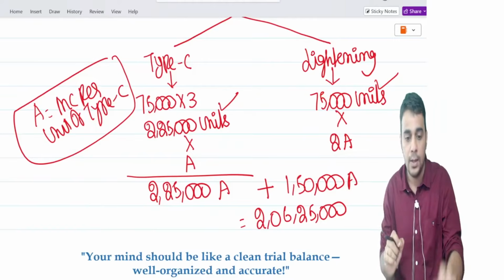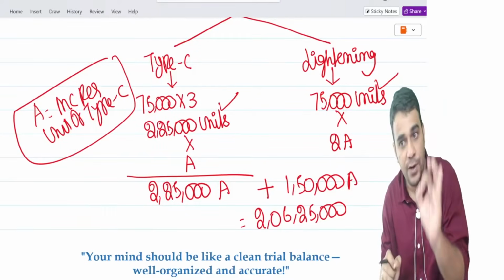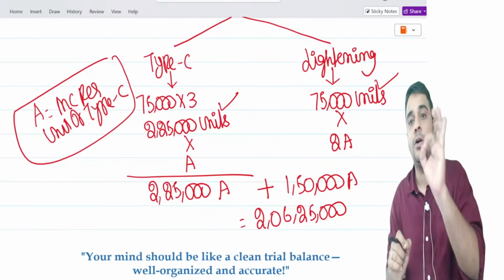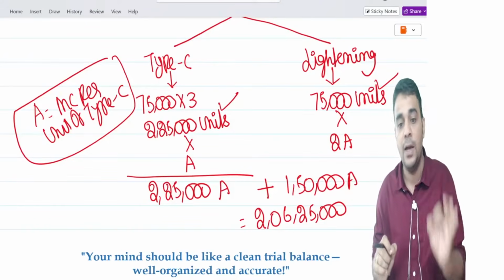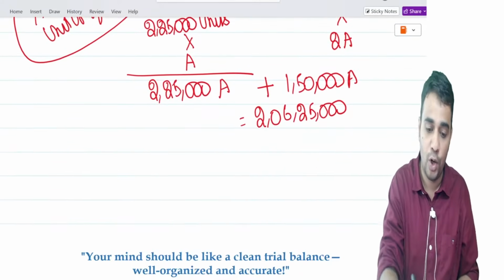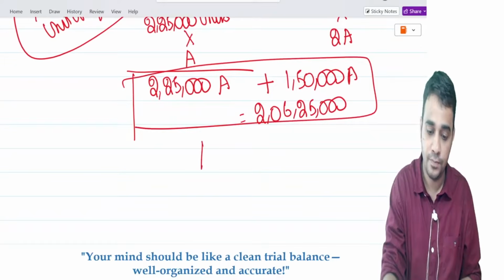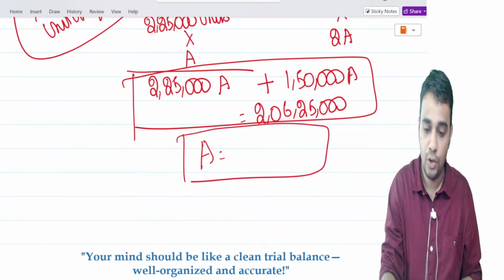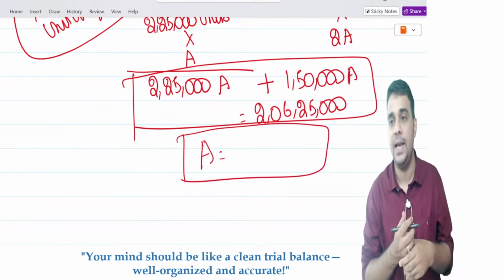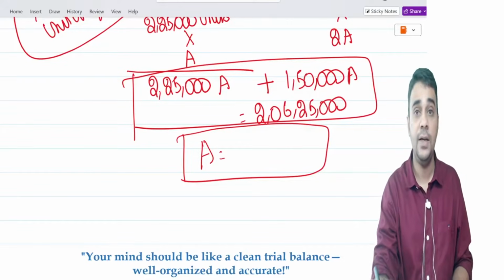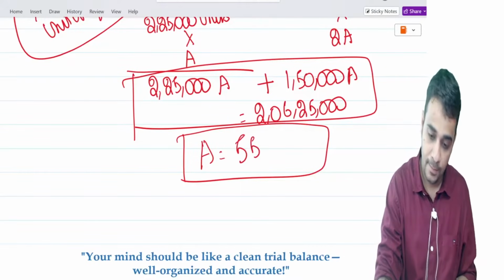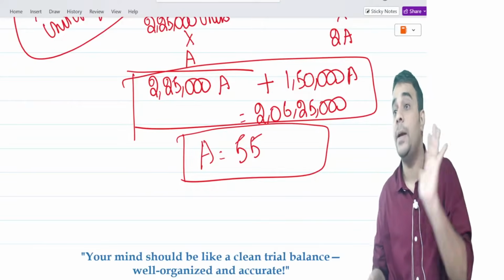So what we did here, we wrote A here. A is defined as the material cost per unit of type C. Can you solve and tell me what you get as A here? 2 crore 6 lakh 25,000 divided by 3 lakh 75,000. 55. Which means the lightning cable will be double that.